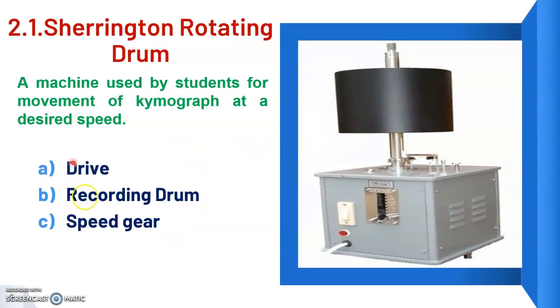This drum is divided into three parts: dry, recording drum, and the speed gear. These are the parts of the Sherrington rotating drum. This is the drum and this is the device. This is the dry, this is the recording drum, and here is the gearbox or speed gear.